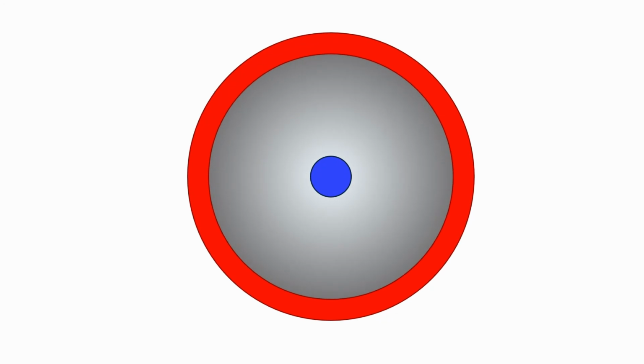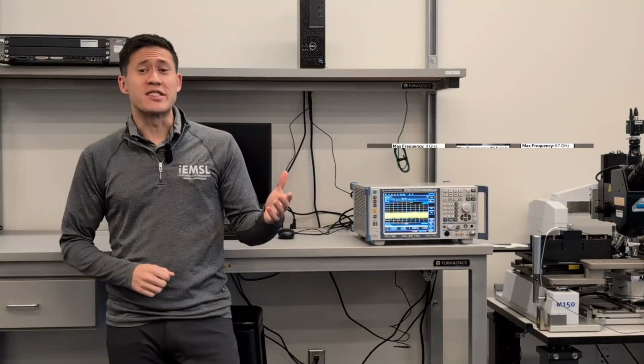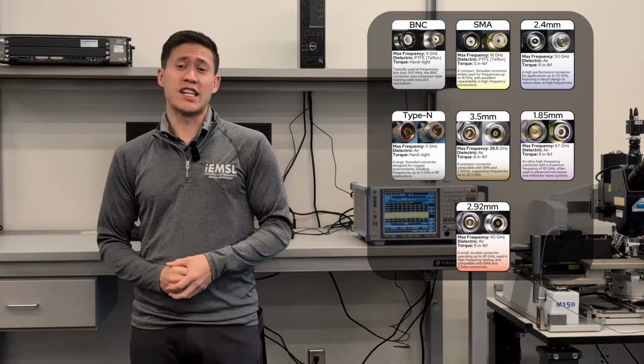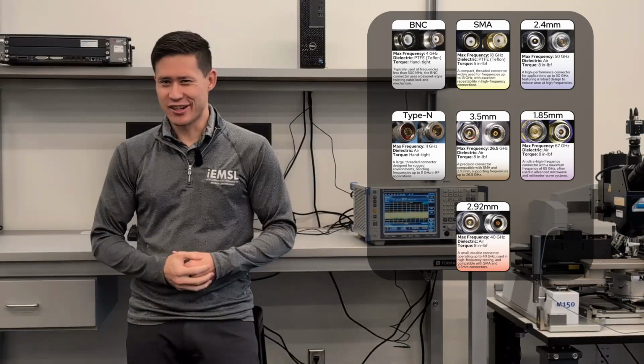You might be wondering what the size is when I say 1.85mm or 2.4mm, and this refers to the inside diameter of the outer conductor. Those are the 7 different connectors that we use in the iEMSL. You're probably wondering how we go about making all these connections.